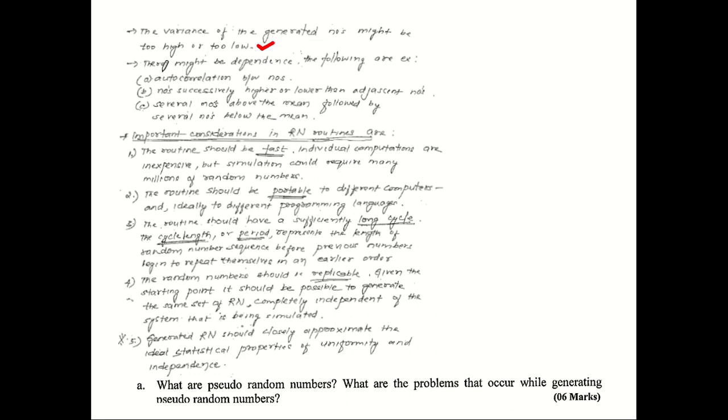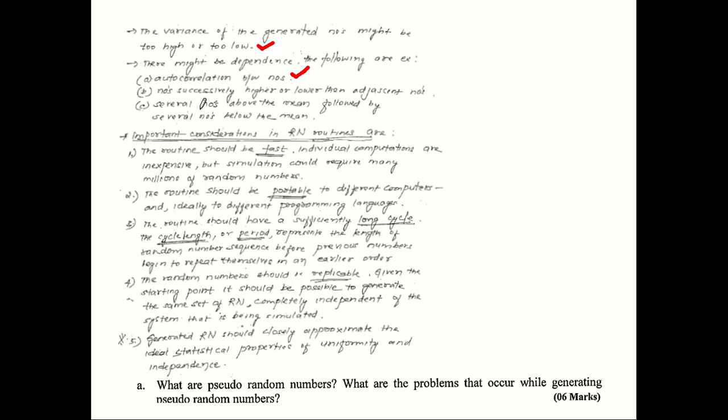And the last one is that there might be a dependency. For example, there is an autocorrelation between a sequence of the random numbers. So autocorrelation means the sequence of the numbers is dependent upon the previous number. That is, there is a relationship between the first number and the second number, and the second number and the third number. So the random numbers should be completely random. There must not be any autocorrelation between the random numbers.